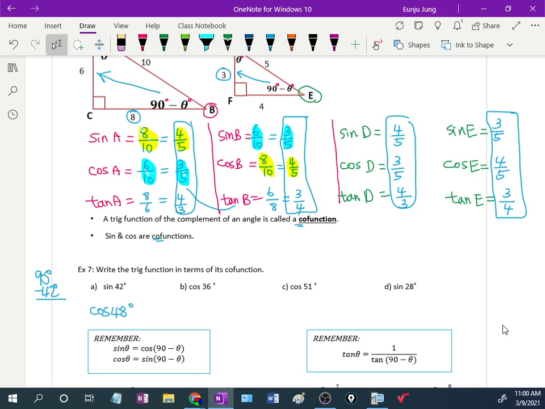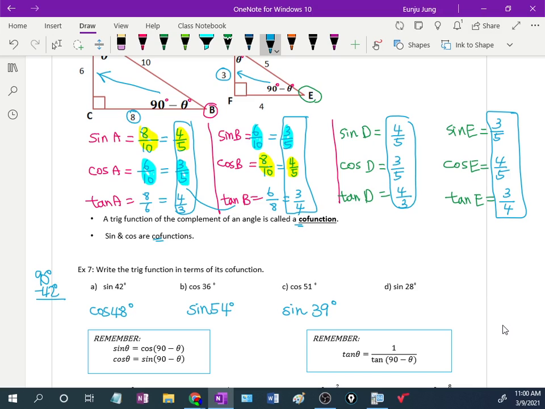Cosine 36 degrees. What is cofunction? Instead of writing cosine, I need to use sine function. So 36, what is complementary to 36? 54 degrees. That's right. Next, cosine 51 degrees. What is cofunction? Sine 39 degrees. So we are making sum of 90 degrees, okay? So we are subtracting this number from 90 degrees.